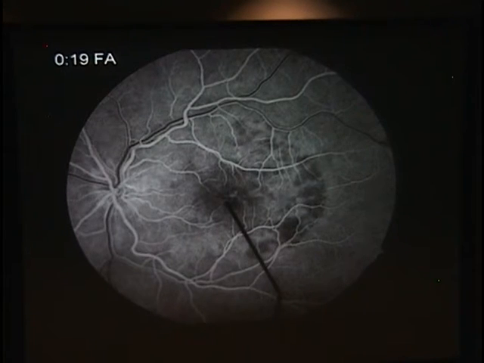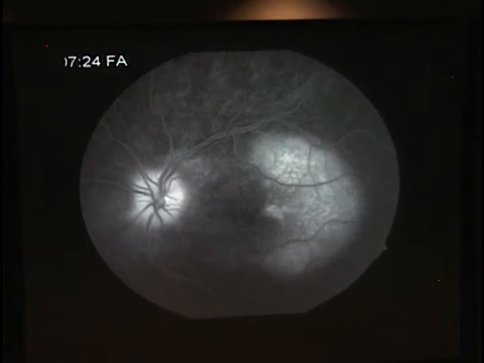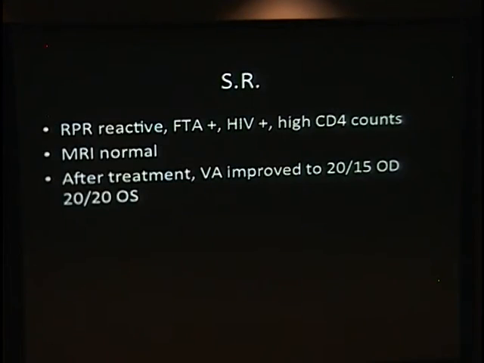On the early stages of the FA, what you see here is some hypofluorescence with some patchy hyperfluorescence. And then later in the angiogram, you see that same area with a large crescent-shaped hyperautofluorescence. And then the optic nerve seems to be staining here as well. So he presented with what we would say is classic syphilis. On exam, you could almost diagnose this. But you would still go to lab testing in this patient as well.